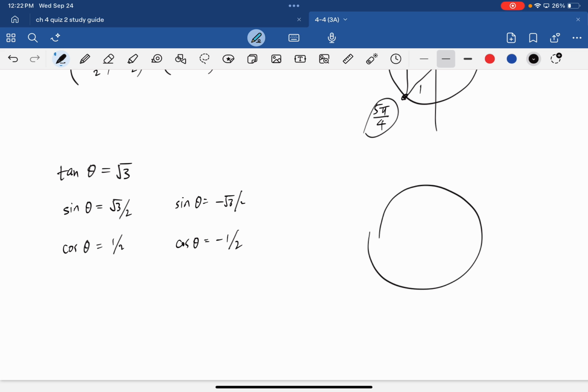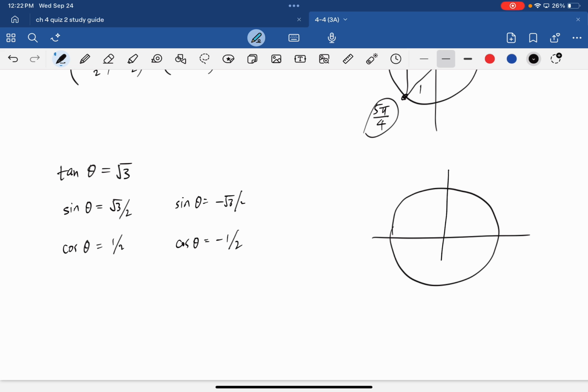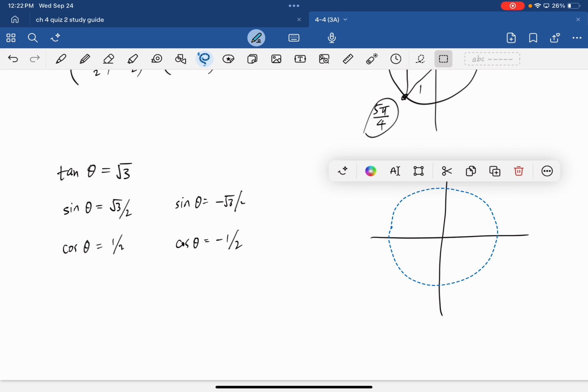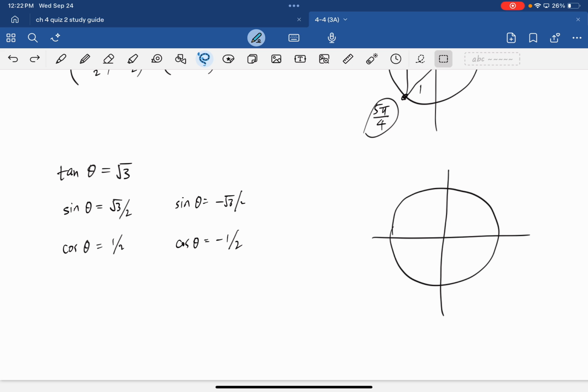So we can find that on our unit circle. That's going to correspond to these 2 points. This point and this point, which is pi over 3 and 4 pi over 3. Definitely a tricky question.